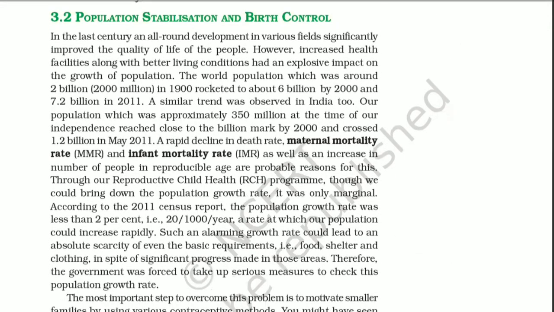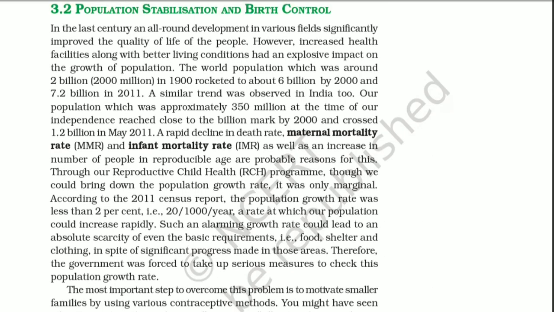3.2 Population Stabilization and Birth Control. In the last century, an all round development in various fields significantly improved the quality of life of the people. However, increased health facilities along with better living conditions had an explosive impact on the growth of population. The world population, which was around 2 billion in 1900, rocketed to about 6 billion by 2000 and 7.2 billion in 2011. A similar trend was observed in India too. Our population, which was approximately 350 million at the time of our independence, reached close to the billion mark by 2000 and crossed 1.2 billion in May 2011.